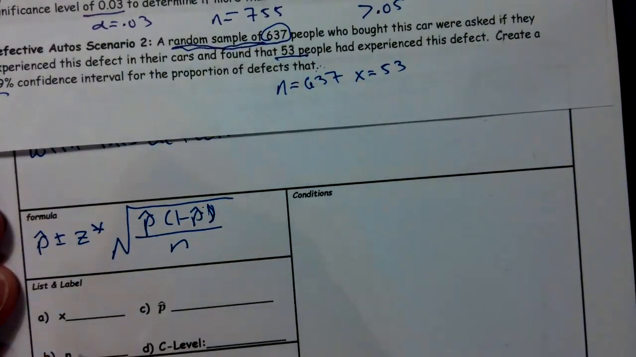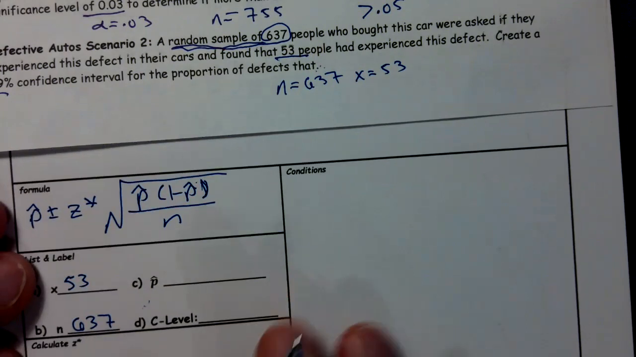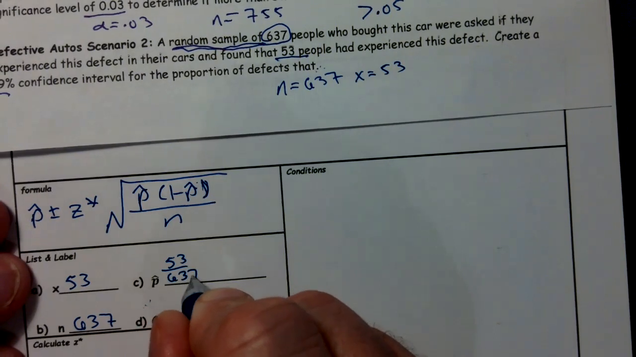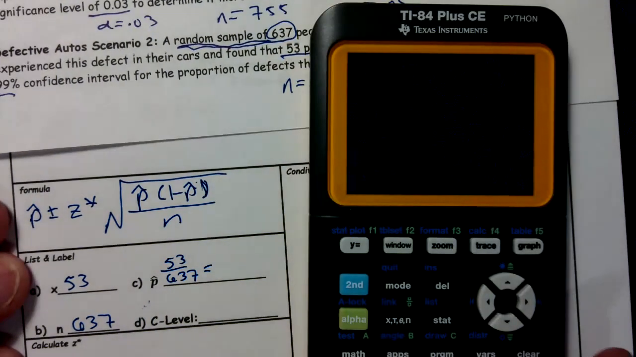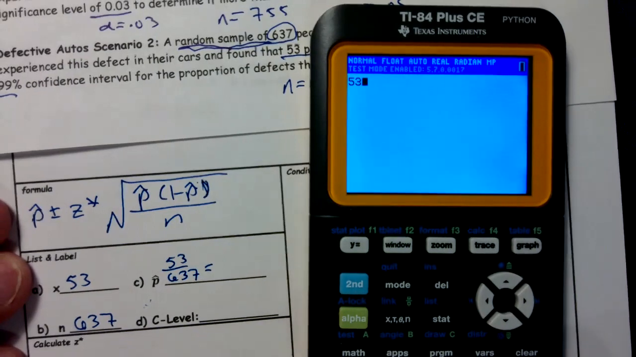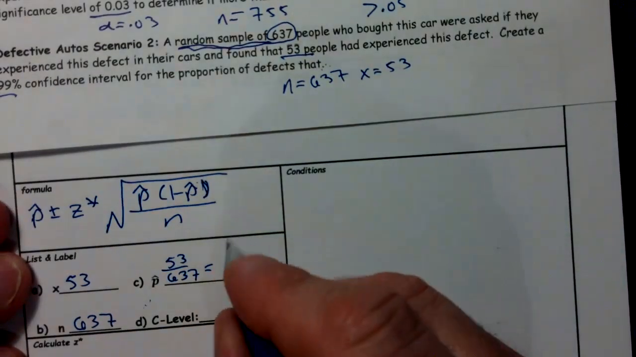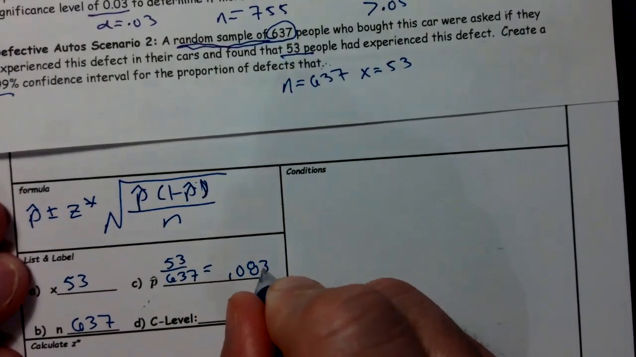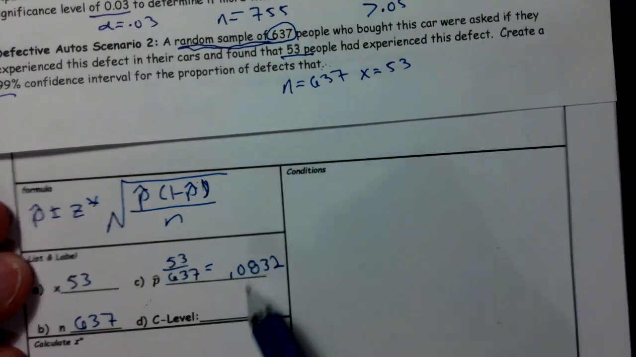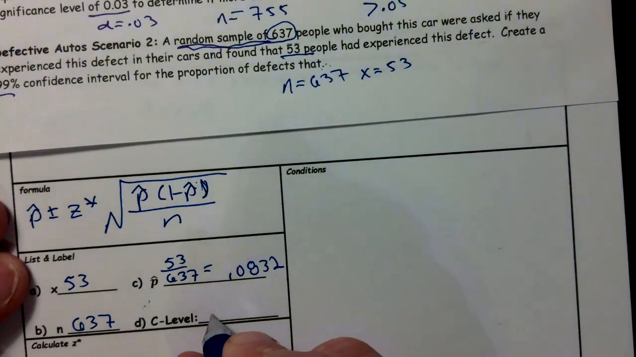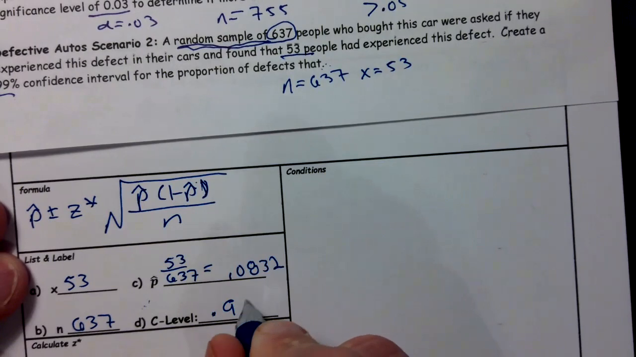We know our sample size n is 637. We know our x is 53. So we can get p hat now, because p hat is just x over n. So 53 over 637. 53 divided by 637, we get 0.0832. And the next thing is it asks for our confidence level. They say, oh, we want a 99%. So our C level is 0.99.